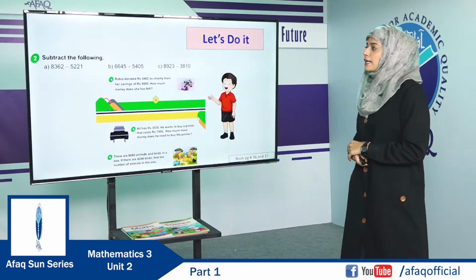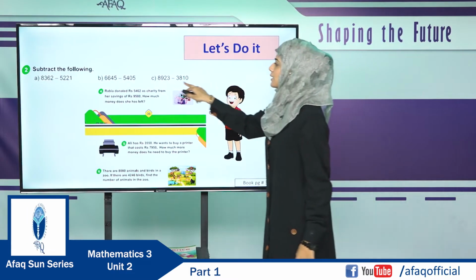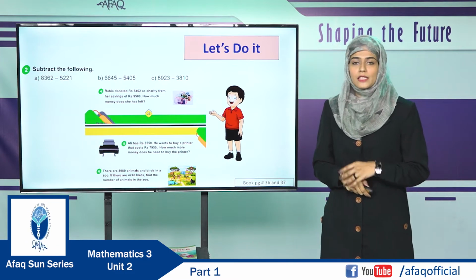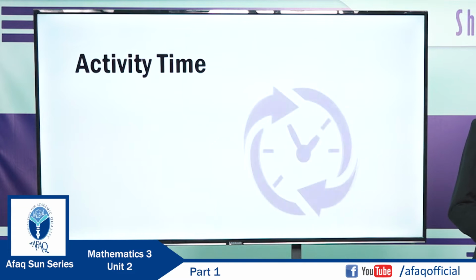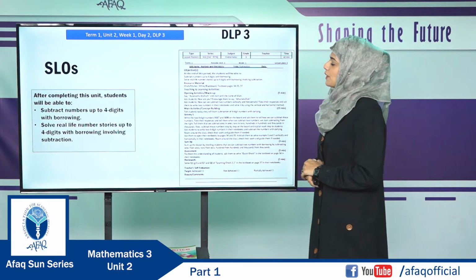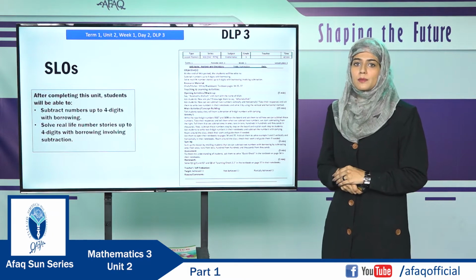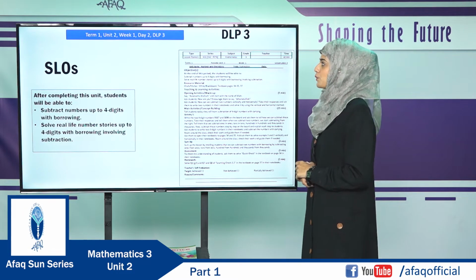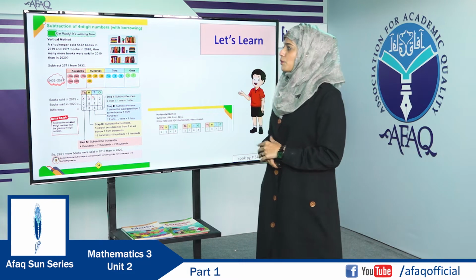Remember this. Here are some subtraction questions, but they are written in the horizontal way. So the methodology is the same as we discussed in the previous lecture. It's an activity time. Let's see the activity. In this SLO, we are going to subtract numbers up to 4 digits with borrowing. To cover this, the methodology has been given in DLP 3, which falls in Term 1, Unit 2, Week 1, Day 2. Okay, subtraction of 4 digit numbers with borrowing.